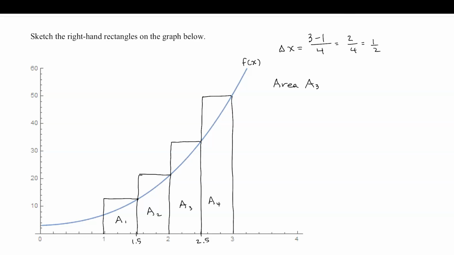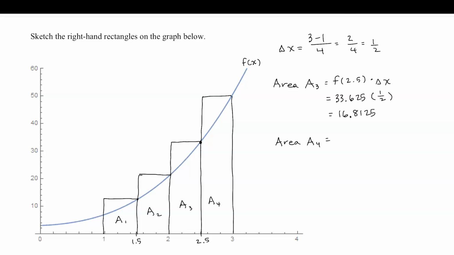So just because we did A1 and A2 before, let's calculate areas A3 and A4 on this one. So area A3, the height of my rectangle is f of 2.5. So at x equals 2.5, I go up to the curve, and whatever that function value is, that is the height of my rectangle. And then the width, of course, is delta x. So f of 2.5 is 33.625, and if you have your calculator or Mathematica handy, you could check that. And when we multiply that by 1/2, we get 16.8125.